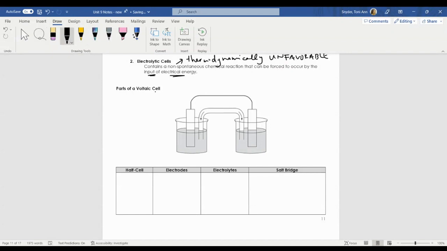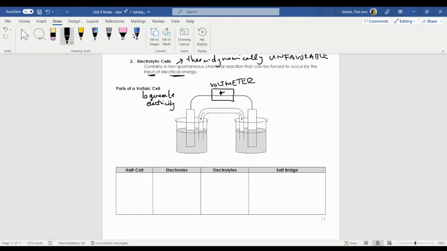So voltaic cells, remember, these guys will generate electricity. So they produce electricity. How do we know that they generate electricity? Well, because typically you're going to have some meter that's attached to this, okay? And this is a voltmeter. And this voltmeter is going to read how many volts are being produced in this system, okay? Because this is a voltaic cell, this would have to be a positive value, okay?